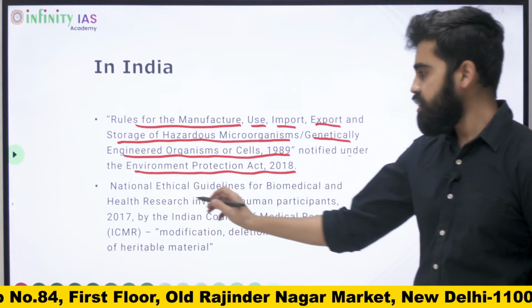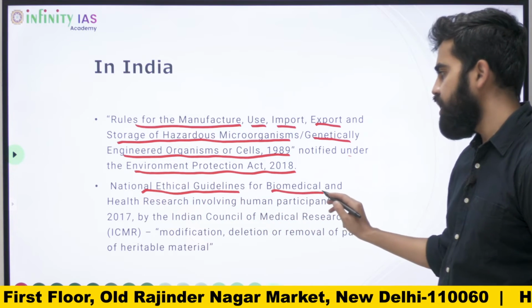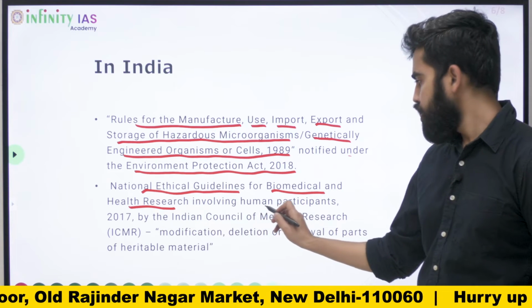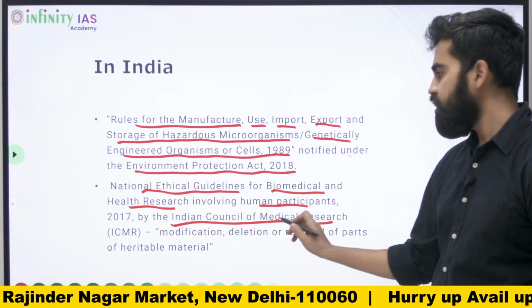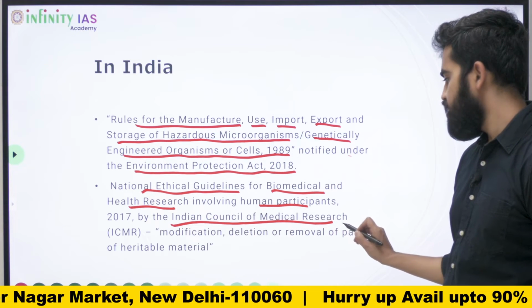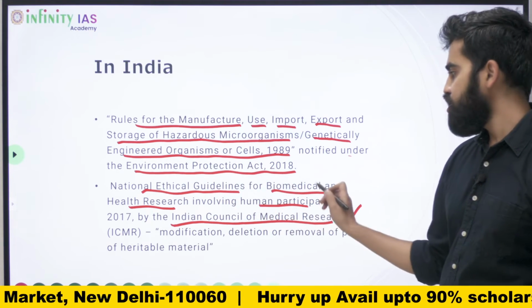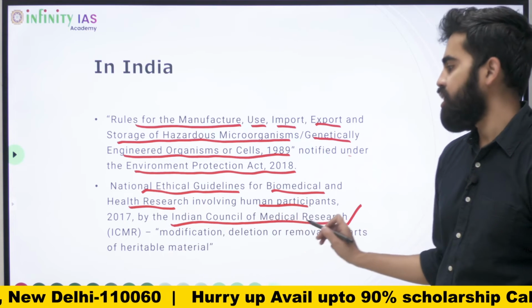And then there are also the National Ethical Guidelines for Biomedical and Health Research involving human participants by ICMR, the Indian Council of Medical Research. For prelims, this is important. It has the National Ethical Guidelines for Biomedical and Health Research under ICMR.